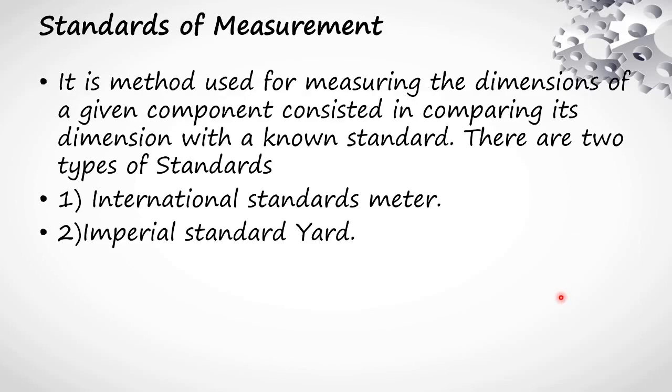And coming to the standards of measurement, it is the method used for measuring the dimensions of a given component, consisting in comparing its dimension with a known standard. So there are two types of standards. The first is the International Standard Meter, and the second is the Imperial Standard Yard. Both are line standard instruments, which are the most widely used in engineering metrology.